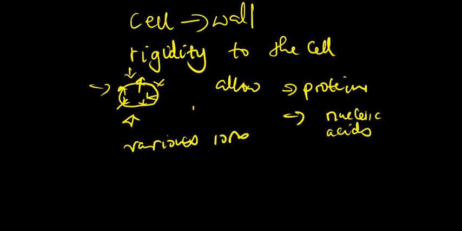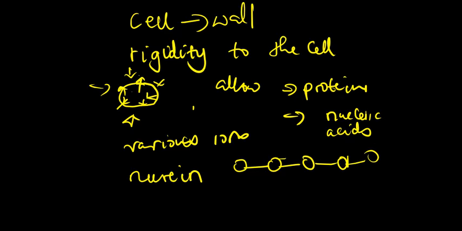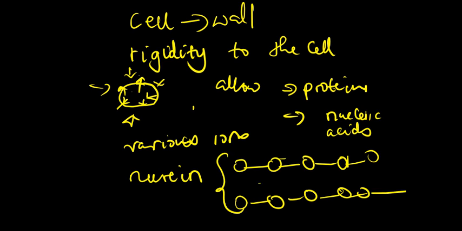So the cell wall has a substance that we call neurine. Okay, so it has a substance that we call neurine, consisting of a polysaccharide chain. So for instance, these are monosaccharides. It's a long chain of monosaccharides, right? This is what happens. And another chain, these are polysaccharides. So this substance is what we call neurine.